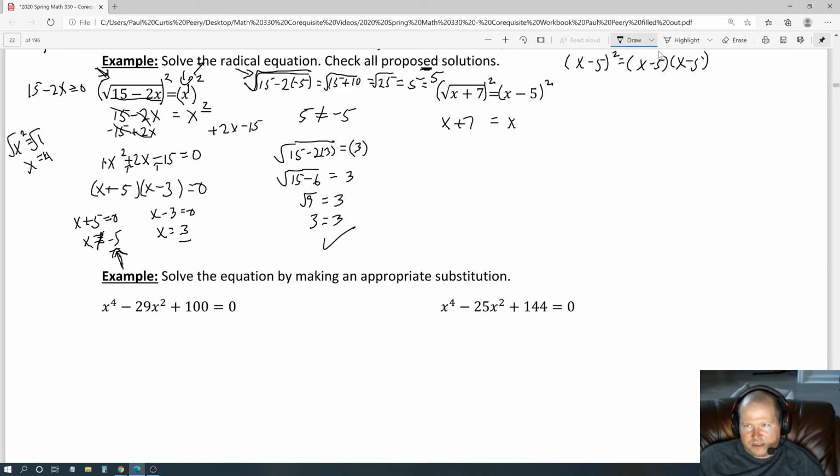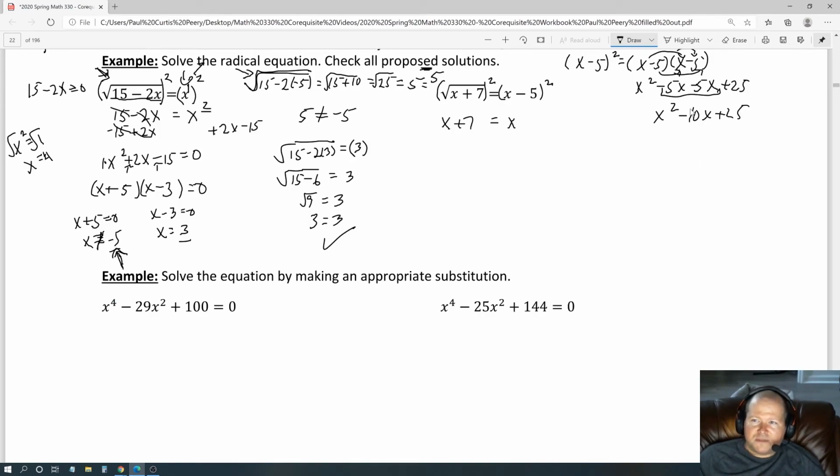So if I don't use the pattern, it's going to be x times x, which is x squared, x times negative 5, which is negative 5x, negative 5 times x, which is negative 5x, and negative 5 times negative 5, which is positive 25. You're going to combine the two middle ones into x squared minus 10x plus 25, right?